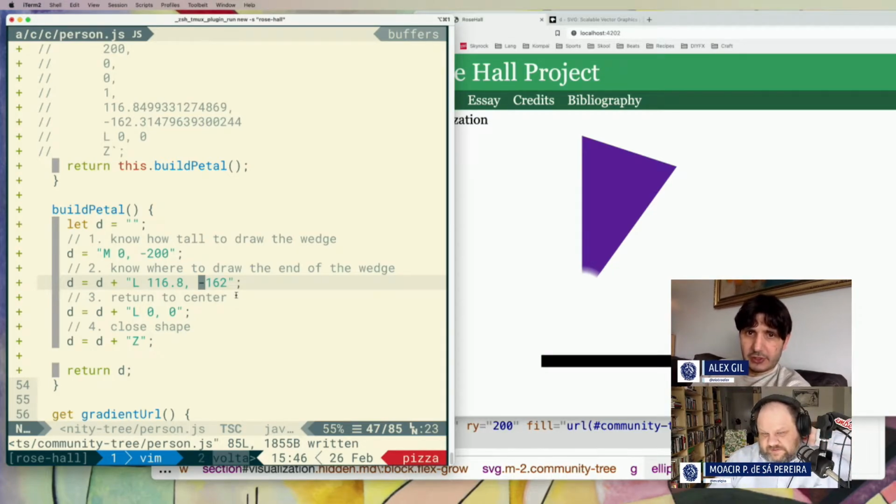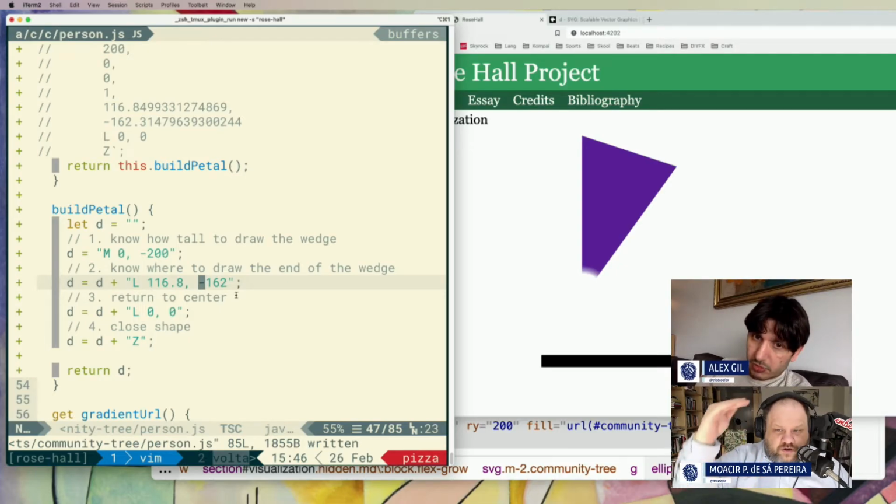What did it actually? Okay. All right. So how do we know how tall to draw the wedge? We gave it an absolute value here. Yeah. But let's start thinking about this in terms of... No, but we're still going to have to give it... Oh no, not the age. The time spent at Rose Hall. What does the top of the wedge show?